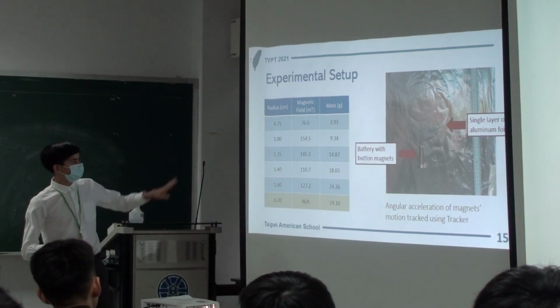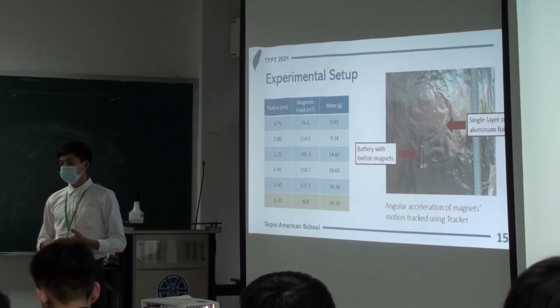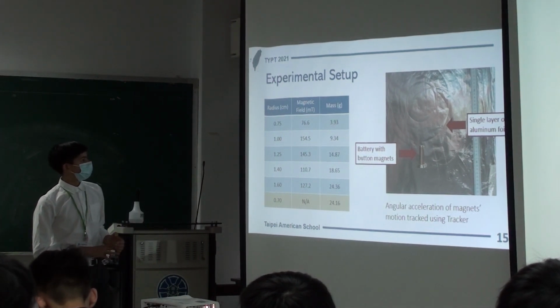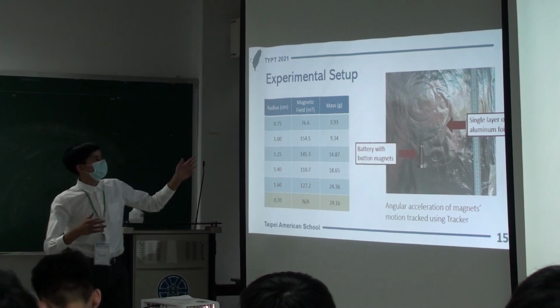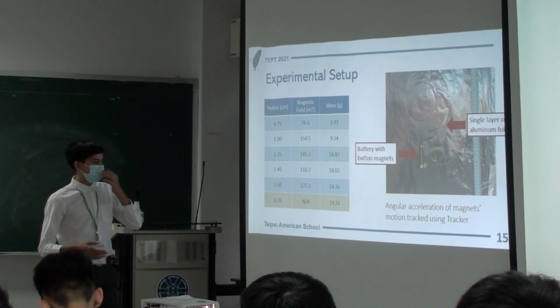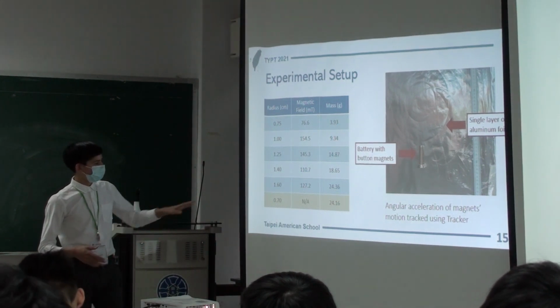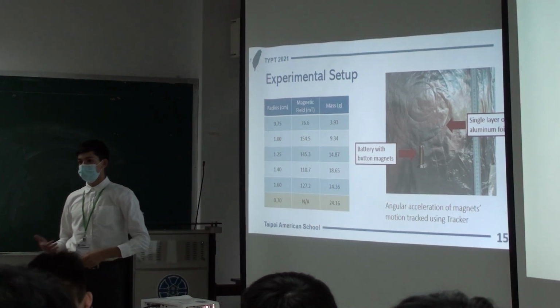Here, this displays the information for each of the different magnets and the battery. The radius is just the radius. The magnetic field we only show for the magnets because the battery, of course, has no magnetic field. And then the mass is for each of those. All the blue ones are different magnets that we tested.